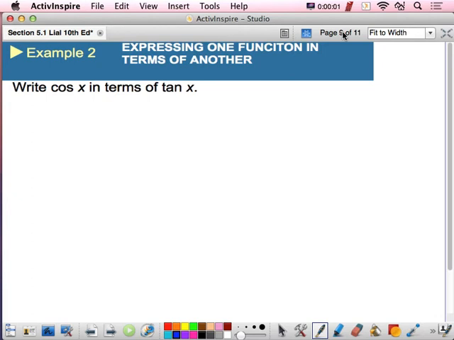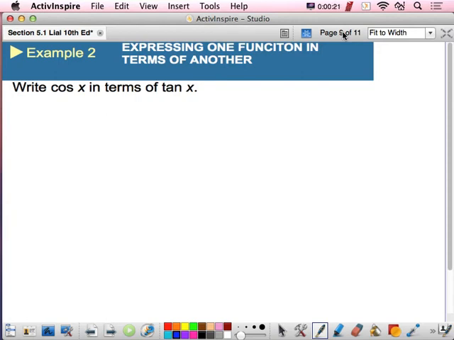We're going to do a couple of things that are not going to make a whole lot of sense as we do them because you're not going to really understand why you're doing them. You're going to use the skills we're building here in section 5.2 particularly. So this example asks us to write cosine of x in terms of the tangent of x.